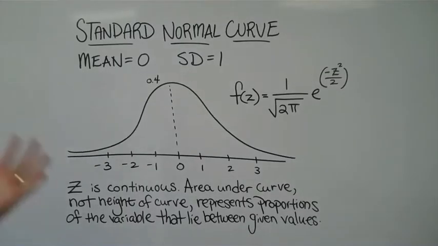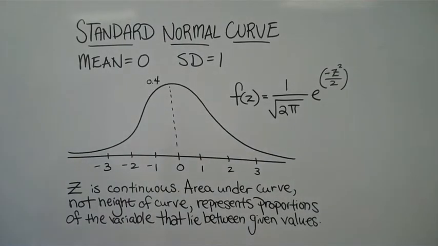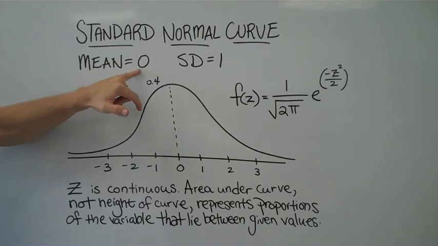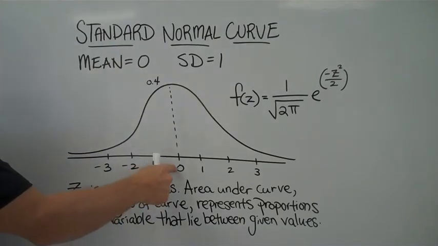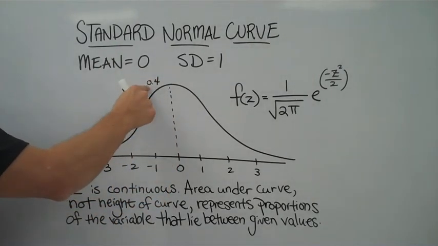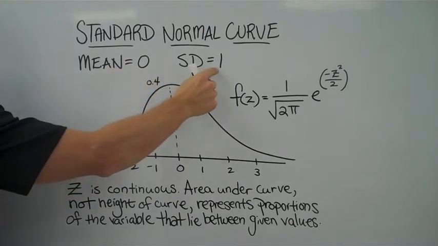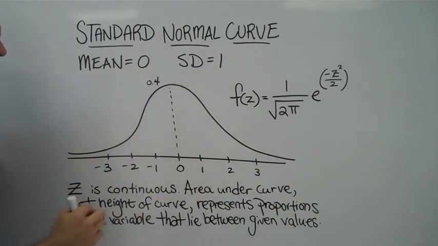Here is our standard normal curve. There are a few factors that I want to point out to you that are very important. The mean of a standard normal curve is 0. Here is my mean in the middle, and it's got the highest value at around 0.4. The standard deviation is 1. Here is 1 standard deviation, 2, 3 standard deviations to the right, and 1, 2, 3 to the left.